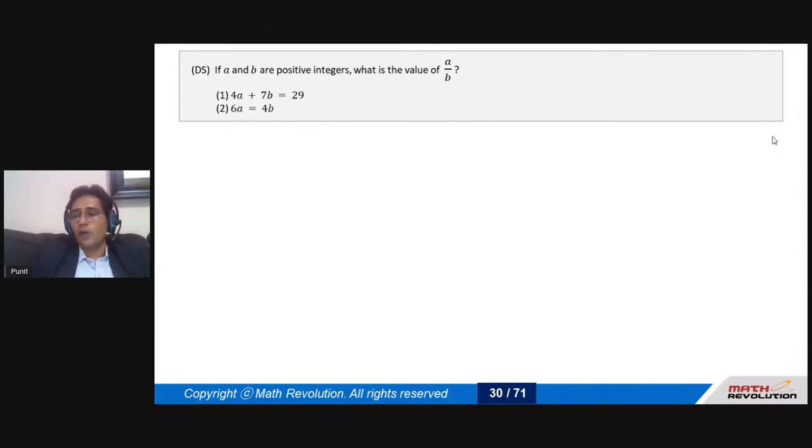If a and b are positive integers, what is the value of a over b? For me, if I have to get the value of a over b as a ratio or a fraction, I just need the values of a and b. Condition number 2 seems to me 6a equals 4b, a slight arrangement will give you 2 over 3. My job is done and I'll mark the answer as B and move ahead. This will happen when you have just 30 seconds or 1 minute in your exam. You will not pay much attention to this sort of question.